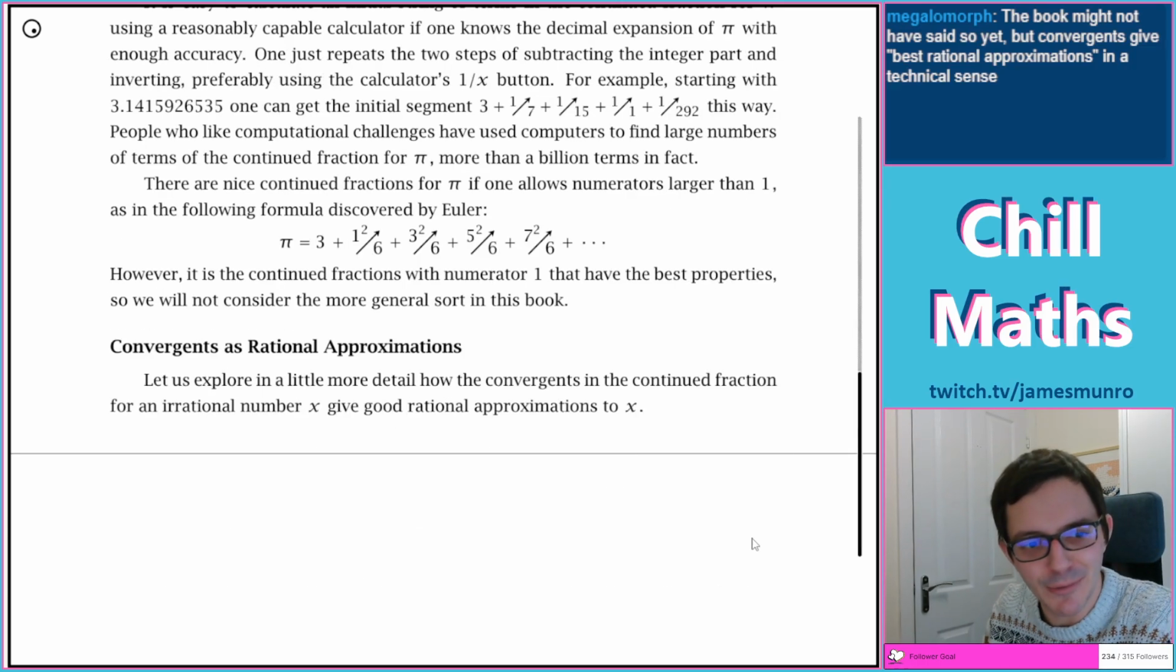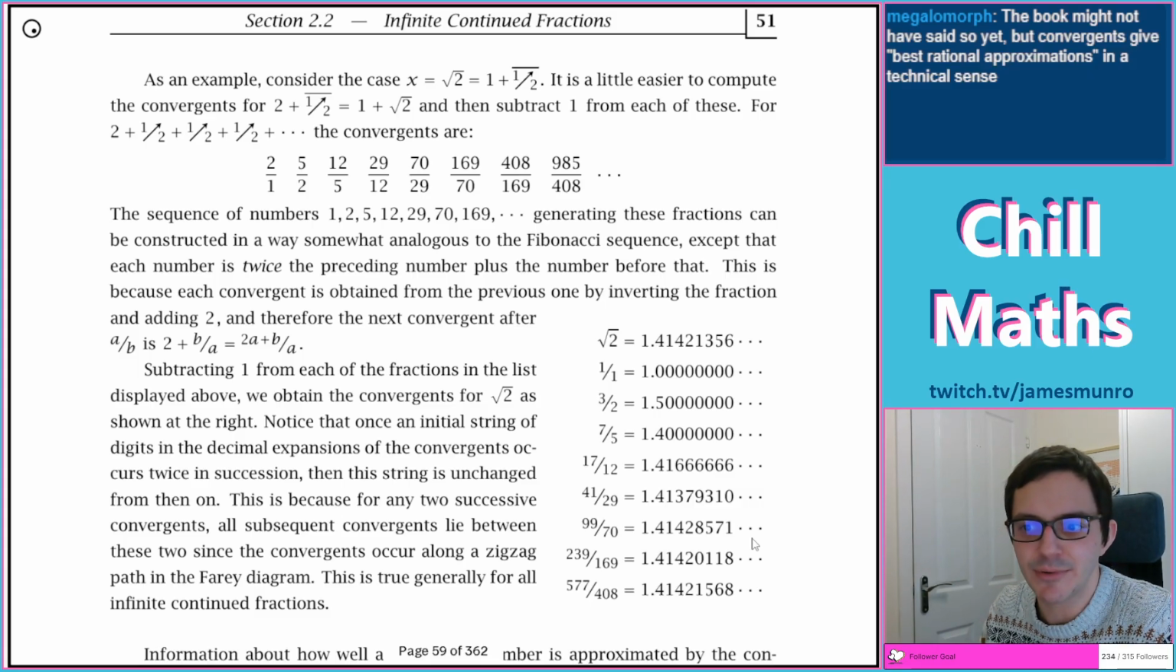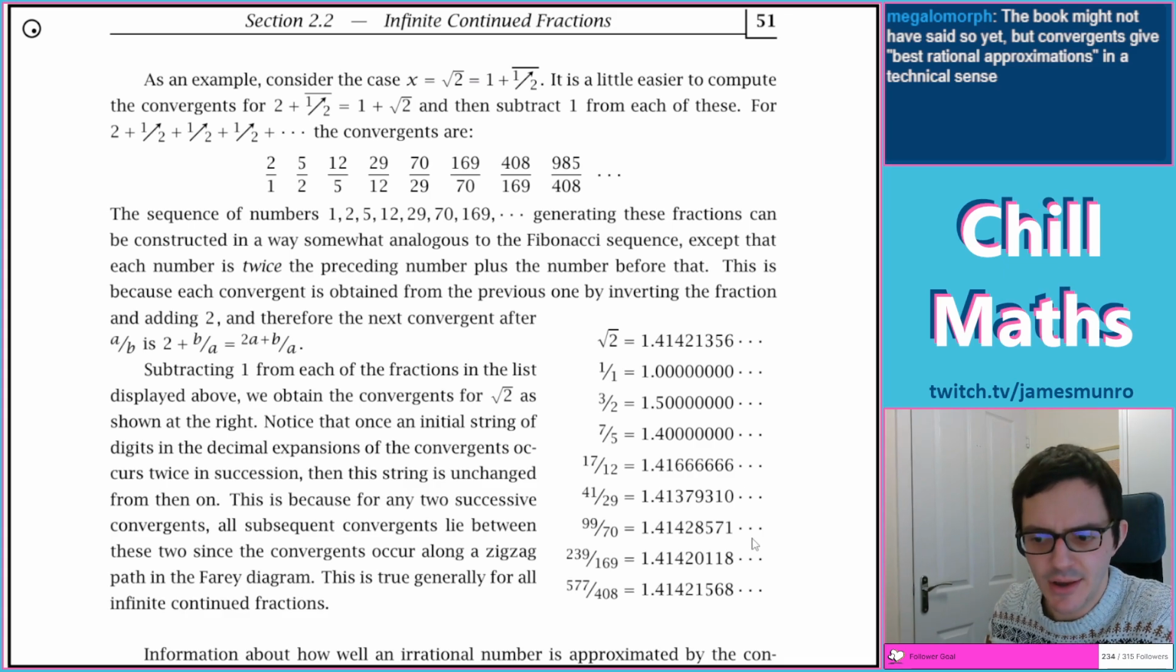Megalomorph is 2 for 2 on what this book is going to do next. There they are. Oh, there's the one for root 2. One's for root 2. No? Yes. 1 plus root 2 or something. Okay, fine. These are pretty good.